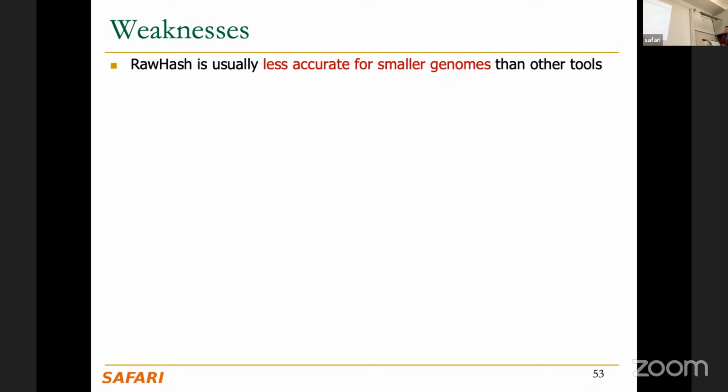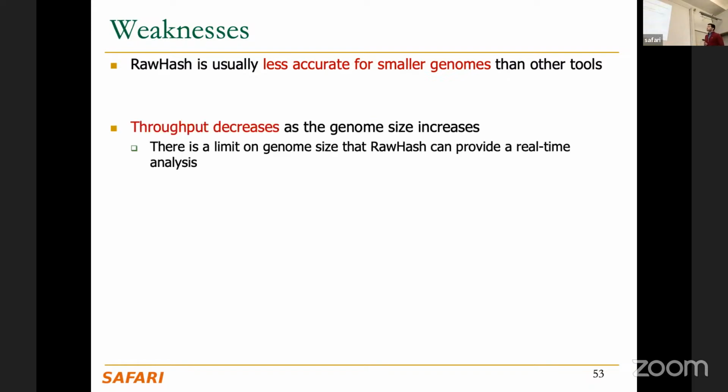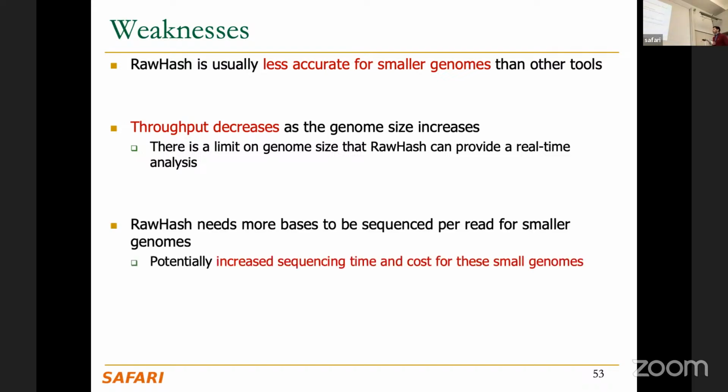So we see that RawHash is usually less accurate for smaller genomes than other tools. Also, what we see is that the throughput decreases as the genome size increases, right? So this means that there is a certain limit on the genome size for which RawHash can provide real-time analysis, right? It can only go up to a certain amount for real-time analysis.